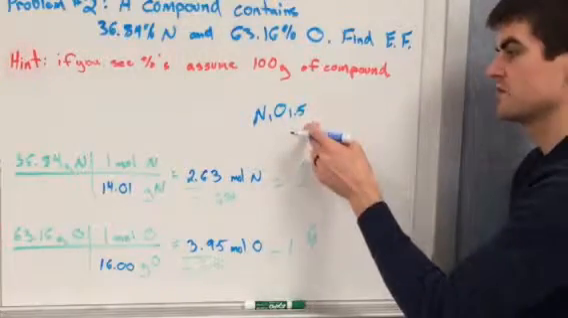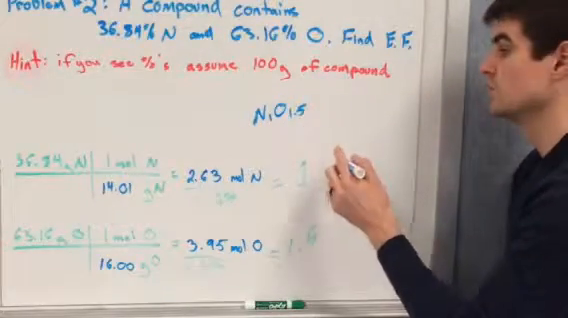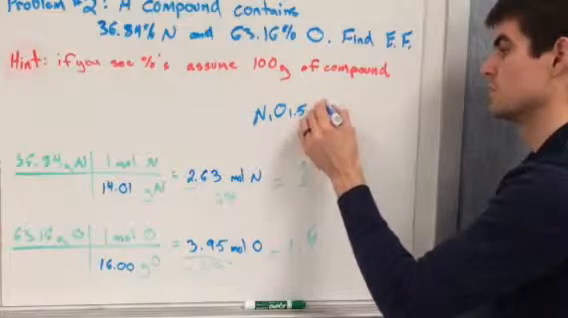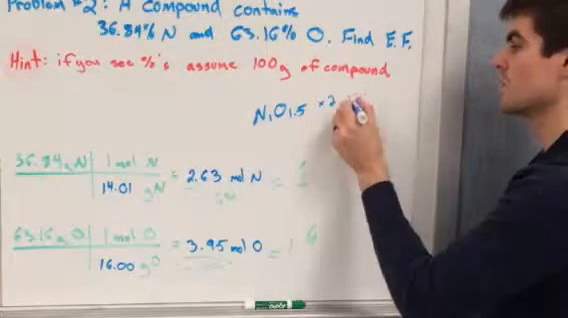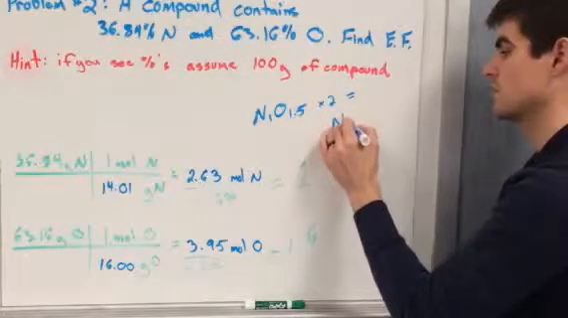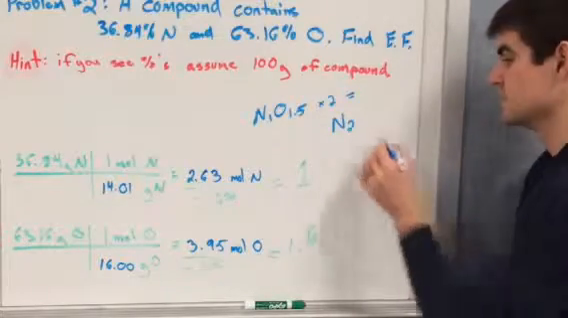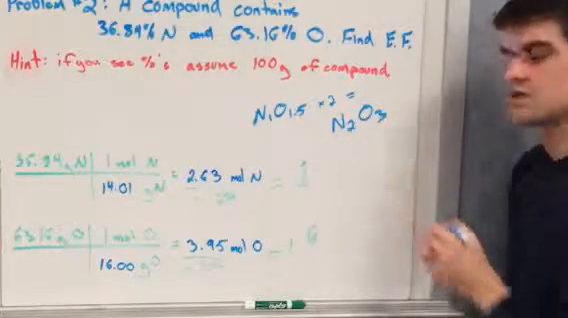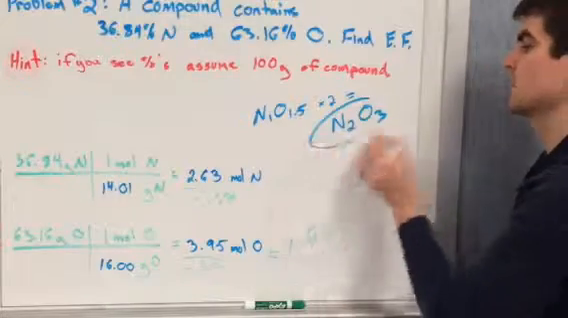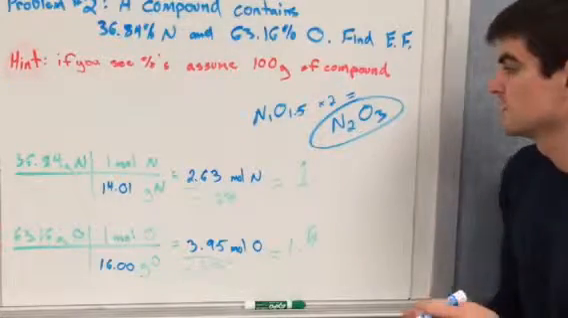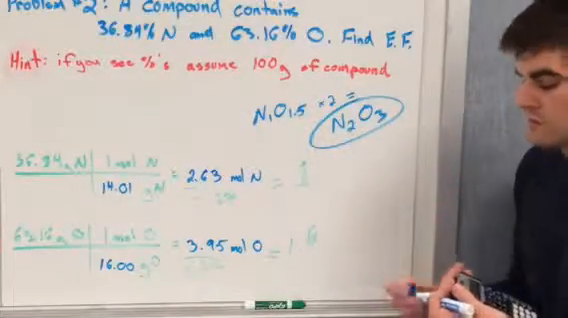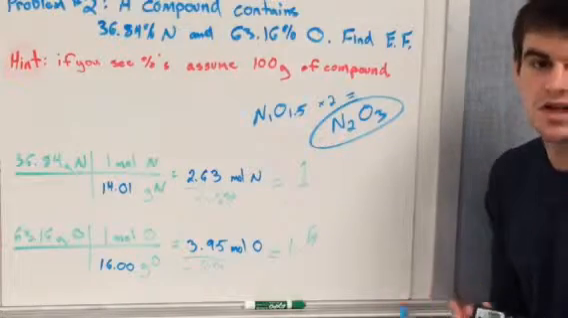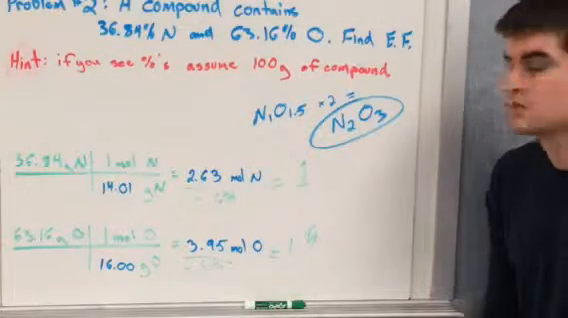Well, we said if we see 0.5, we need to multiply by 2. So if we multiply our subscripts by 2, what we really end up with is dinitrogen trioxide, N2O3. There is our empirical formula. So this one, a little different. Given percent composition data, still do the same, assume 100 grams.